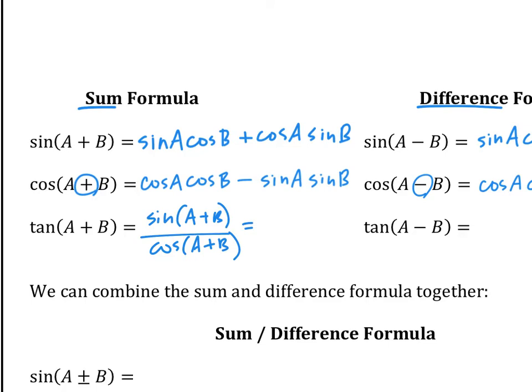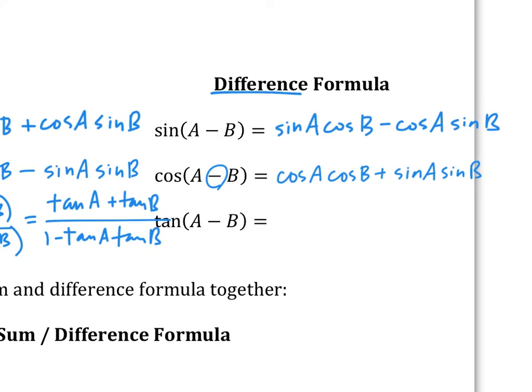However, tangent does have its own formula that has nothing to do with sine and cosine, and you would be able to use it in the times where the only thing that you're given is tangent. And I want to make sure that you do have that formula. It's going to be tangent A plus tangent B over 1 minus tangent A tangent B. Okay, so kind of hard to remember.